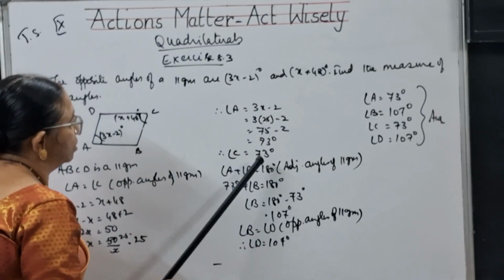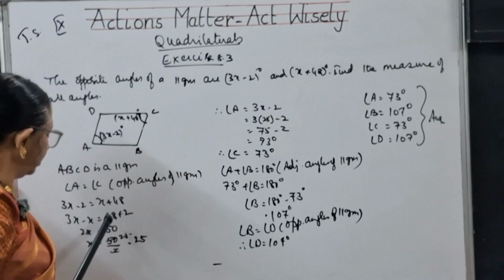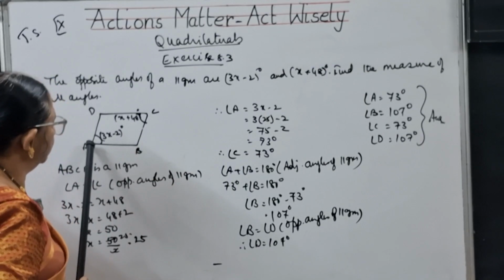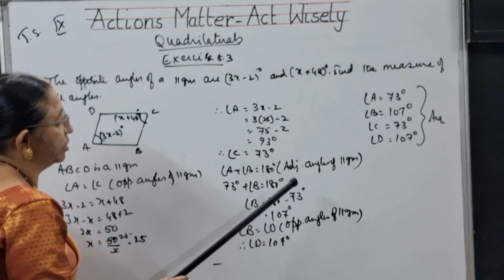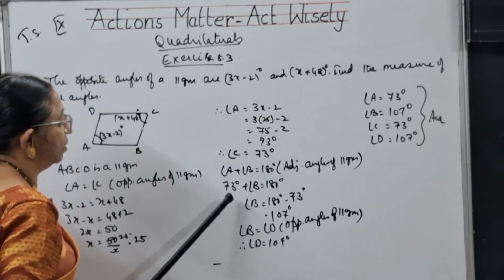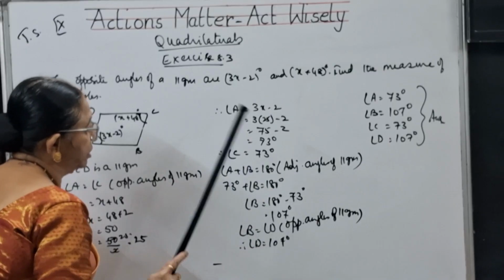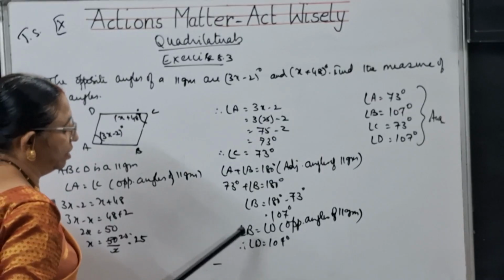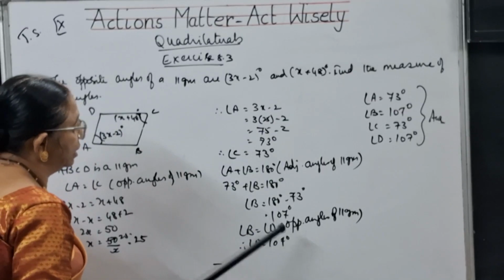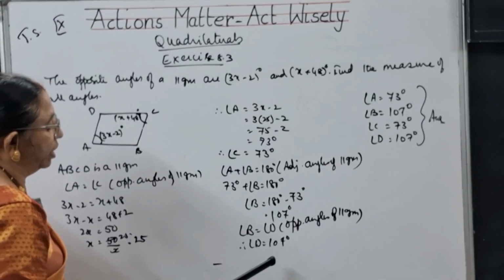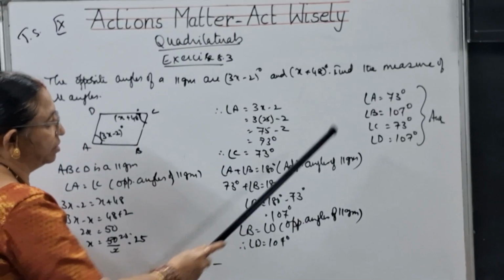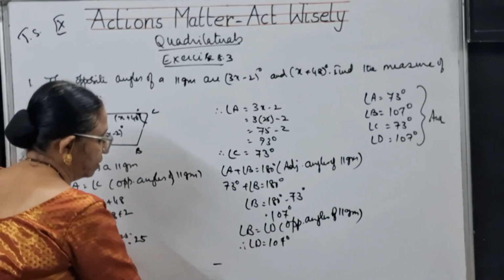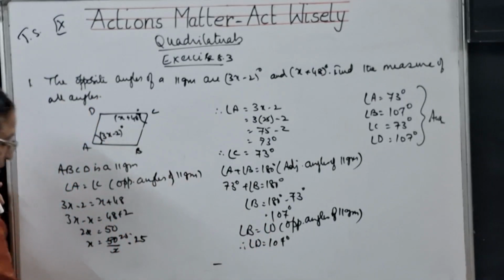Angle A is equal to angle C, opposite angles of parallelogram. Here only we have said angle A is equal to angle C. So angle C is 73 degrees. Now we also know that angle A plus angle B is 180 degrees because they are the adjacent angles of the parallelogram. So 73 degrees plus angle B is 180 degrees. Angle B is 180 minus 73, that is 107 degrees. And also we know that angle B is equal to angle D. They are opposite angles of parallelogram. So angle D is also equal to 107 degrees. So angle A 73, angle B 107, angle C 73, angle D 107. These are the answers for this problem, children. Please note it down.